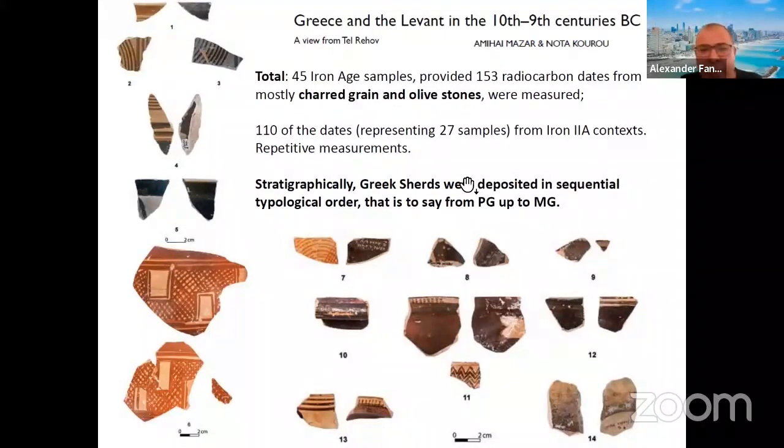110 days, repetitive measurements, 14 shards, but most importantly, stratigraphically, these shards are deposited in sequential typological order. That is to say, from proto-geometric up to middle geometric. This was recently published by Amichai Mazar and Notakuru. Notakuru dealt with this assemblage, and they postulated that all these Greek shards were deposited in sequential typological order, with accompanying radiocarbon dates that again provide independent support for the chronology established by Coldstream.